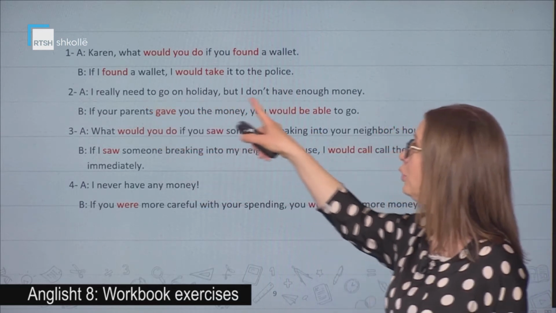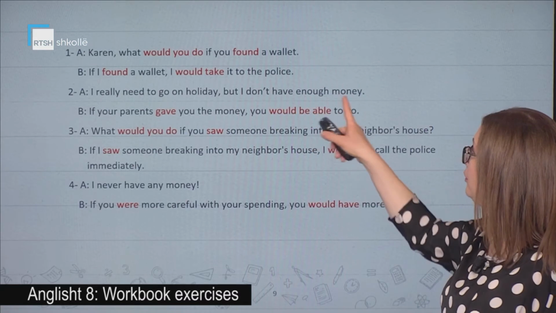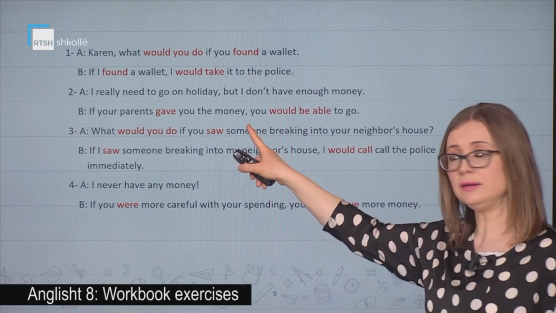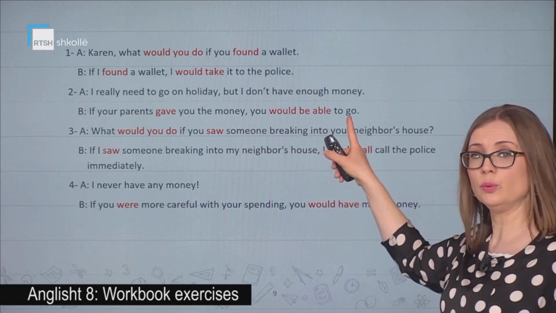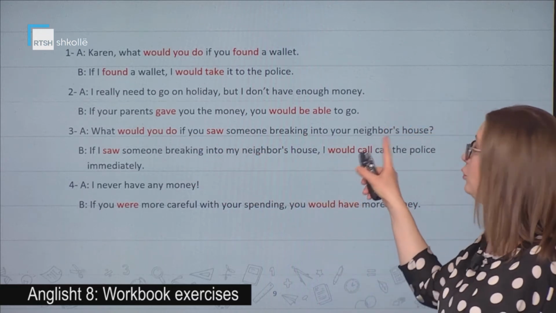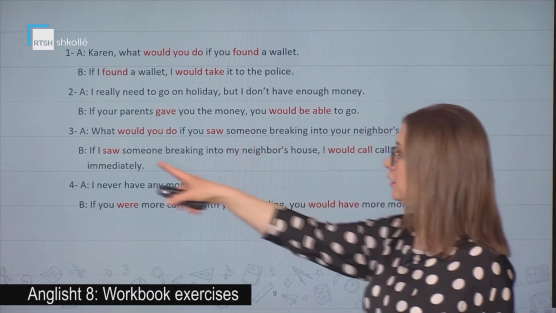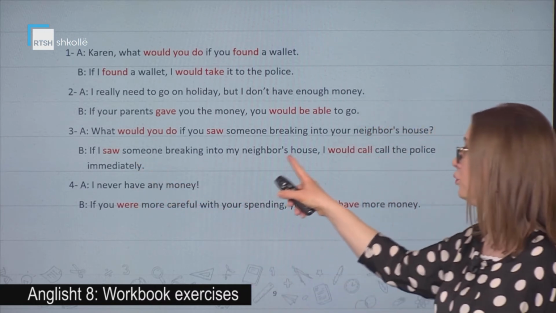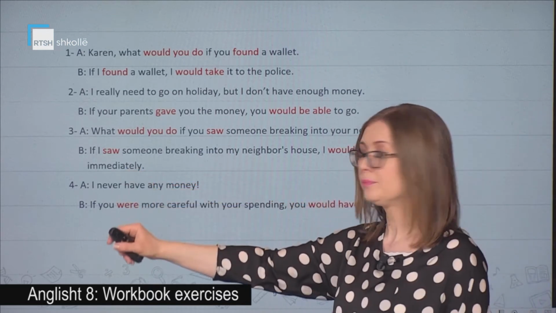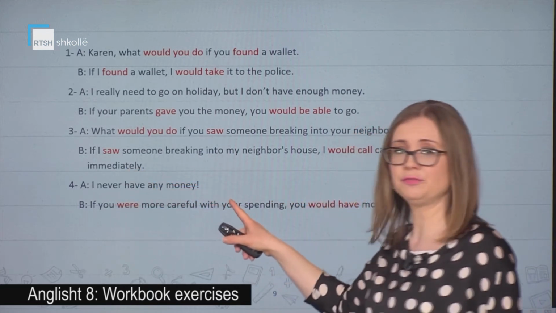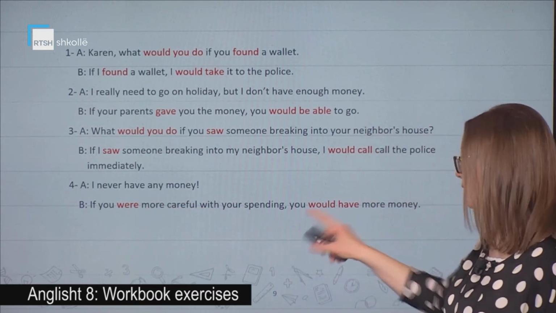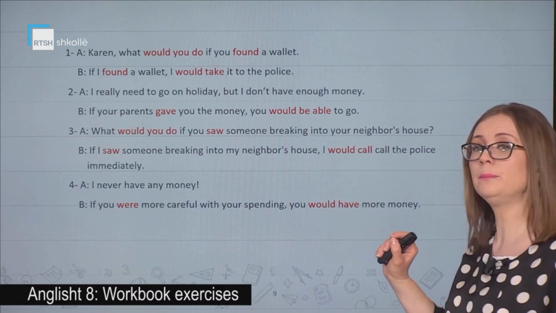I really need to go on holiday, but I don't have enough money. If your parents gave you the money, you would be able to go. What would you do if you saw someone breaking into your neighbor's house? If I saw someone breaking into my neighbor's house, I would call the police immediately. I never have enough money. If you were more careful with your spending, you would have more money.